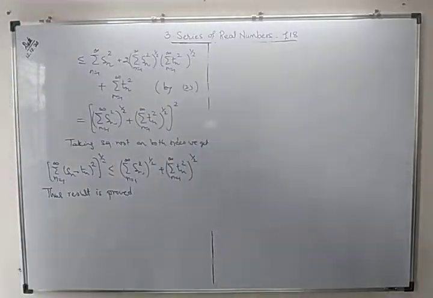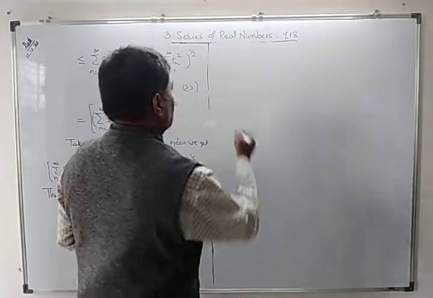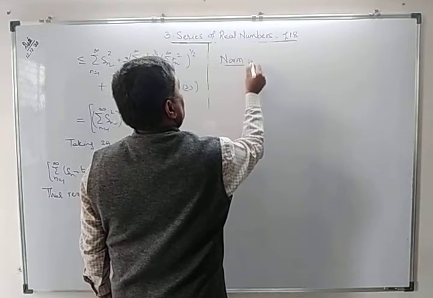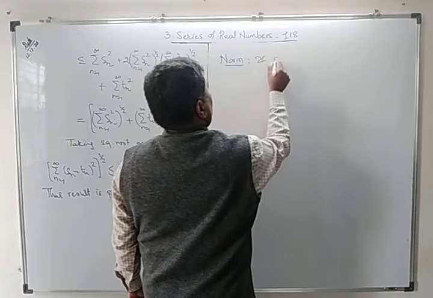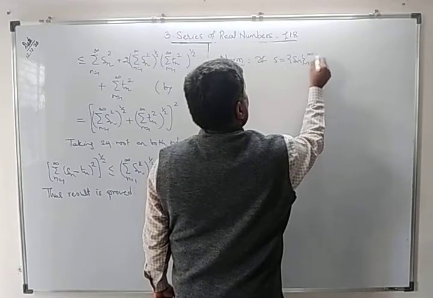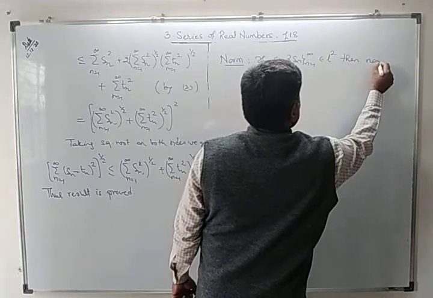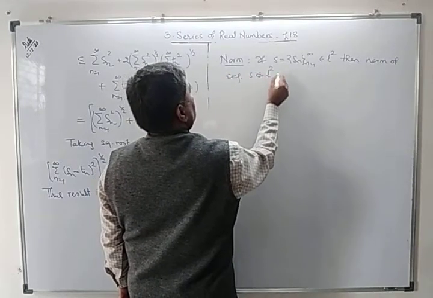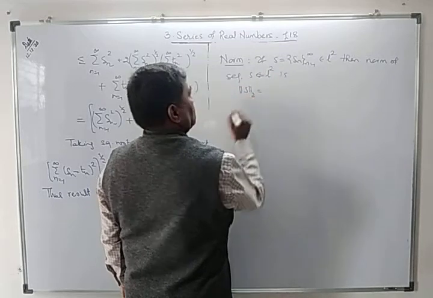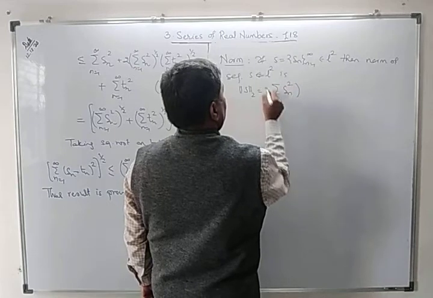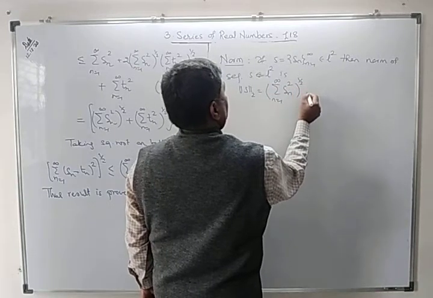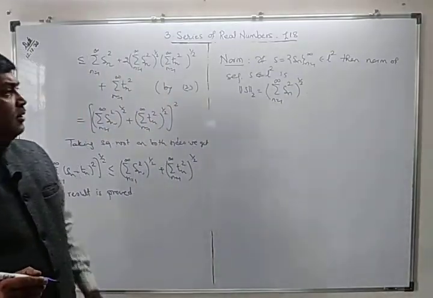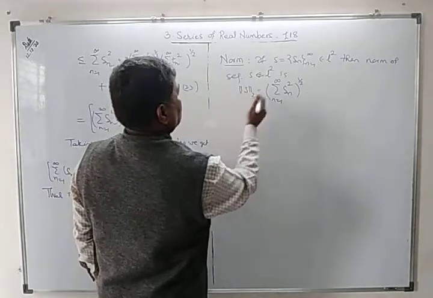Now define the norm of a sequence in L2. Norm. If S equal to Sn, n equal to 1 to infinity, belongs to L2, then the norm of the sequence S is, norm S 2 is equal to the summation of Sn square, n equal to 1 to infinity, raised to half. This is the definition of norm. It is just like a length.